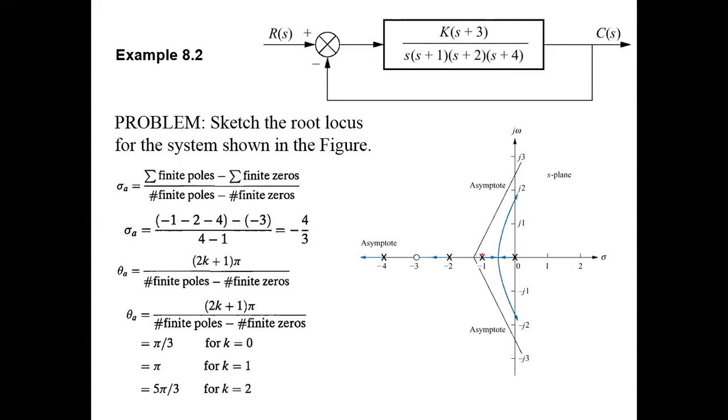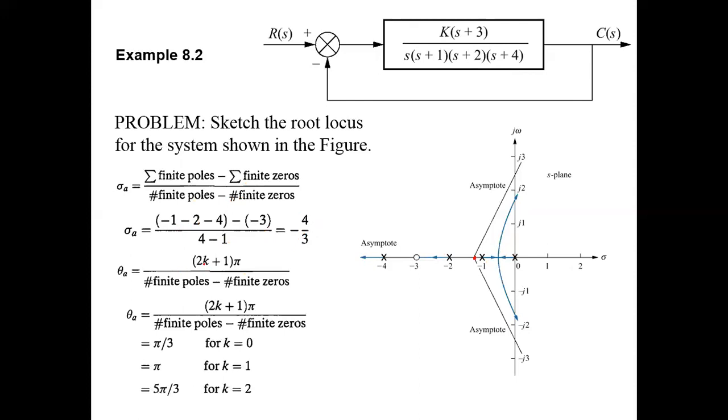For these two poles, we require infinite zeros. To find these infinite zeros, we want to find the angle and magnitude. So the formula for the magnitude is the sum of finite poles. We have poles at -1, -2 and -4, so subtracting -3, which is the finite zero, and dividing by the number of finite poles, 4 poles minus 1 zero. So we get -4/3. So the asymptote will have its real axis point at -4/3.